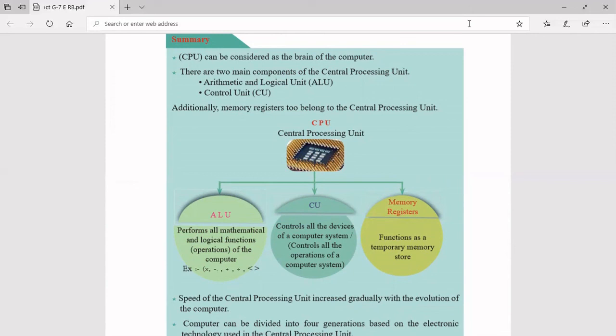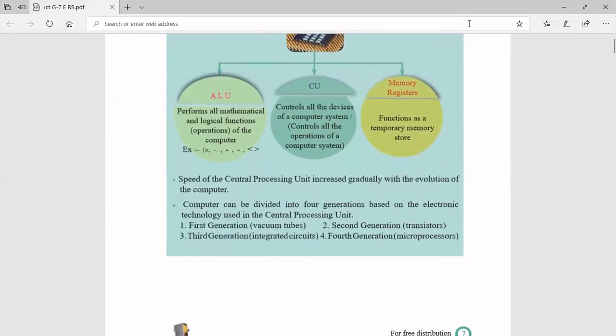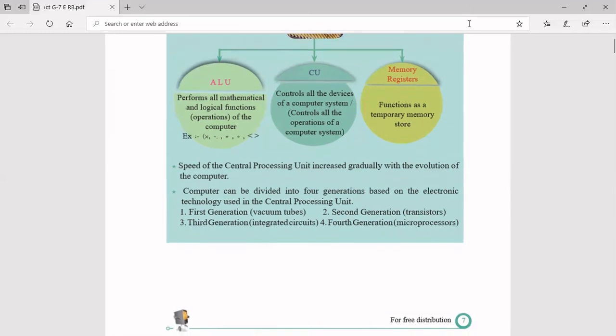So in there are basically three units: ALU, CU, and memory registers. What the ALU does is all the mathematical and logical operations. CU will control all the hardware and all the devices, right? It controls all the operations of the computer. And then come the memory registers. It's like a temporary memory store, right? Very expensive, less capacity, but high speed.